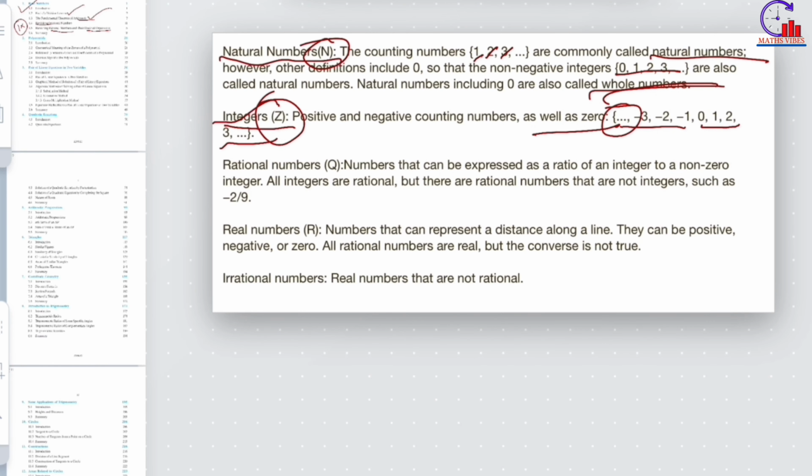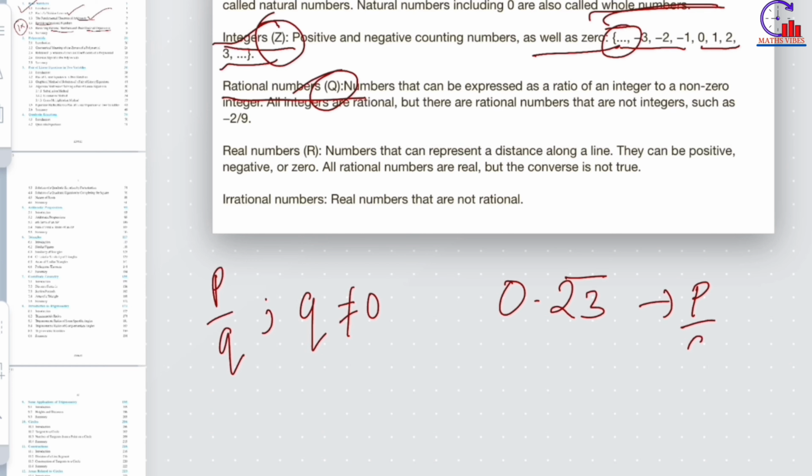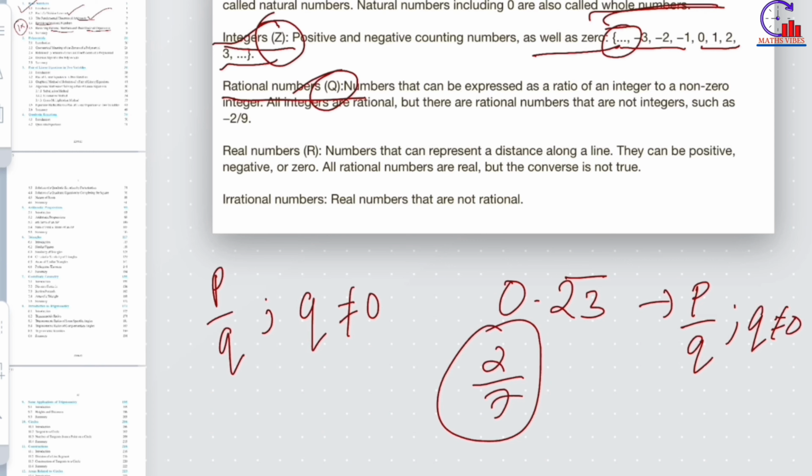And the next is the rational numbers. We denote it by capital Q, and these are the numbers which are in the form of p by q, where q is not equal to 0. So these type of numbers are rational numbers. For example, 0.23 bar. We can write this type of number in the form of p by q, where q is not equal to 0. Okay, let us take another example like 2 by 7. So this is also in the form of p by q, right, where 7 is not equal to 0. So these type of numbers are rational numbers.